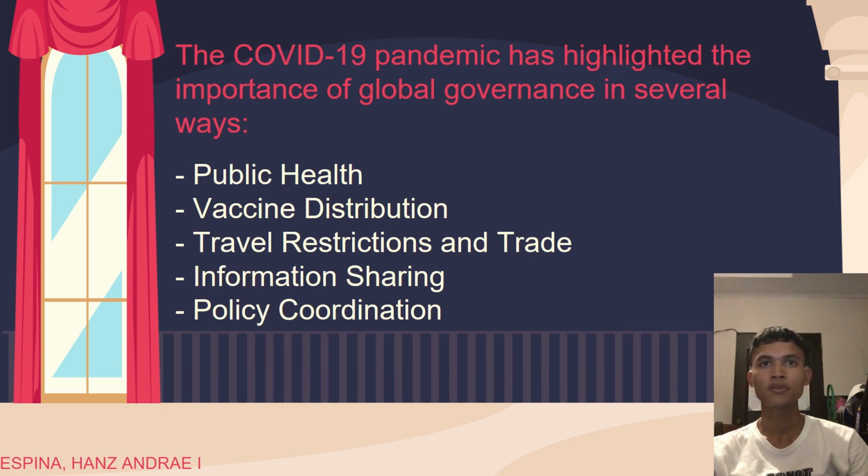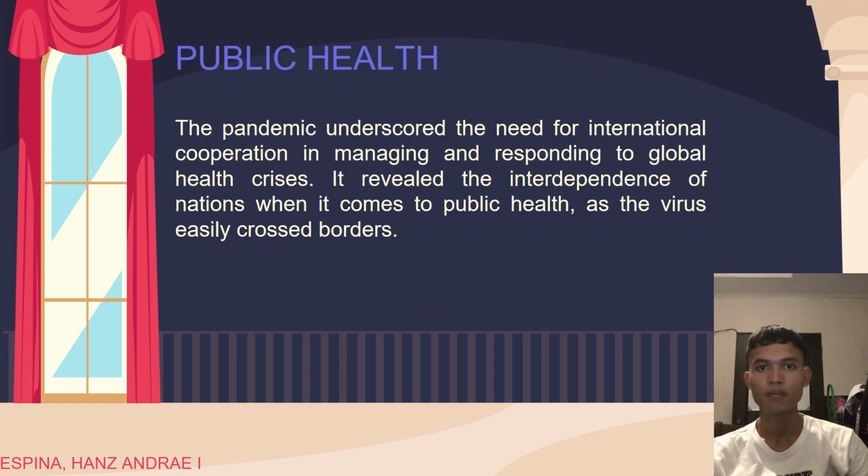The COVID-19 pandemic has highlighted the importance of global governance in several ways, including public health, vaccine distribution, travel restrictions and trade, information sharing, and policy coordination. Public health: the pandemic underscored the need for international cooperation in managing and responding to global health crises. It revealed the interdependence of nations when it comes to public health, as the virus easily crossed borders.